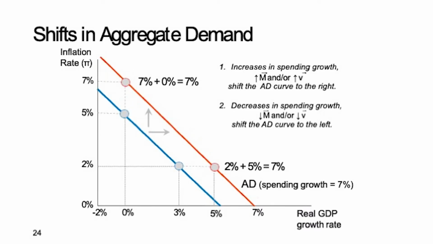Here we see a shift in the aggregate demand curve. Either there was an increase in the amount of money or an increase in the amount of velocity that caused the aggregate demand curve to shift to the right. As a result, we moved from an aggregate demand curve of 5% nominal GDP spending to an aggregate demand curve of 7% nominal GDP growth.